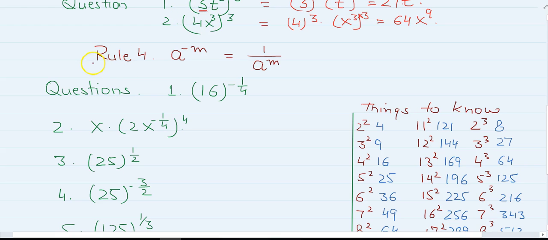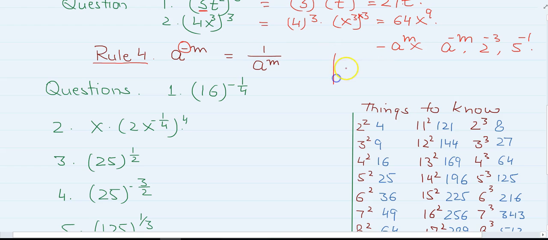Now there is a very important rule of the indices, that is, if the power is negative, not the number. I'm not talking about a to the power m. What we are talking about is a to the power minus m. Numbers of the type 2 to the power minus 3, 5 to the power minus 1. So when the power is negative, you have to write the reciprocal.